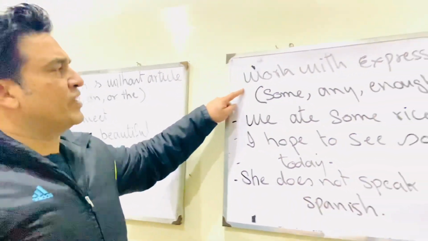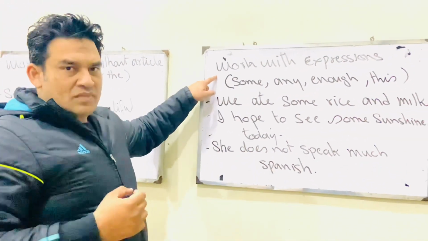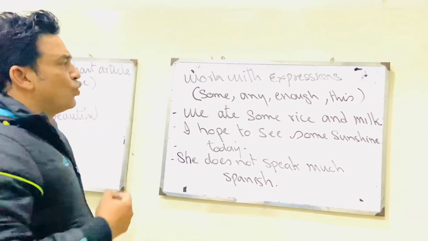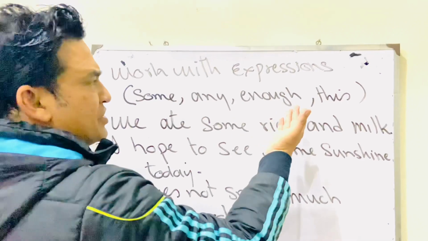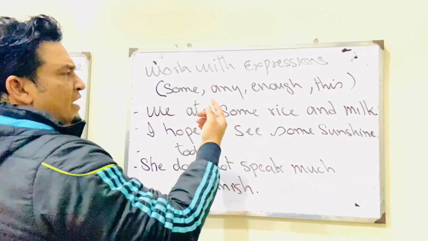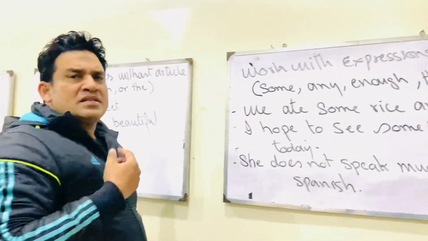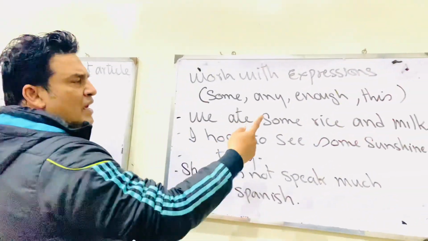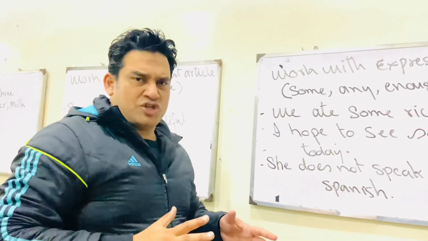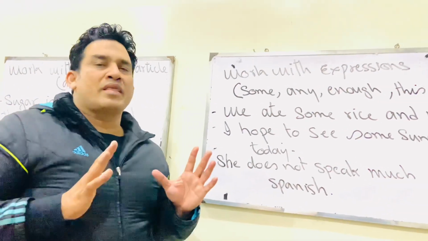He eats rice. So these words, for example sweet, sunshine, milk, and rice, are non-count nouns. Now, non-count nouns can also work with expressions. Expressions are like some, any, enough, this. Just keep in mind these are the expressions.